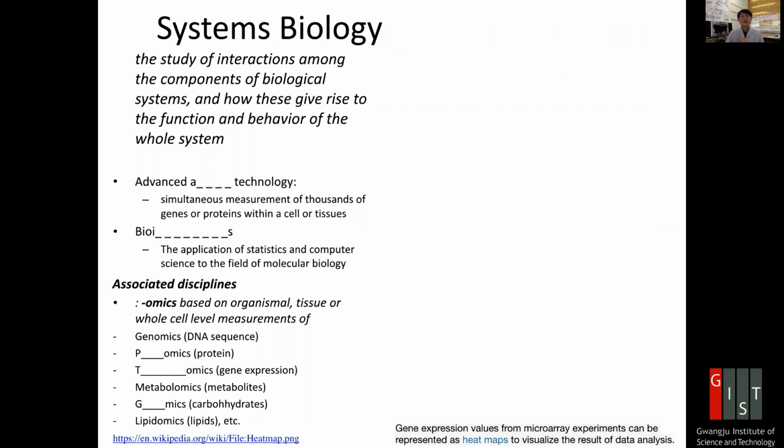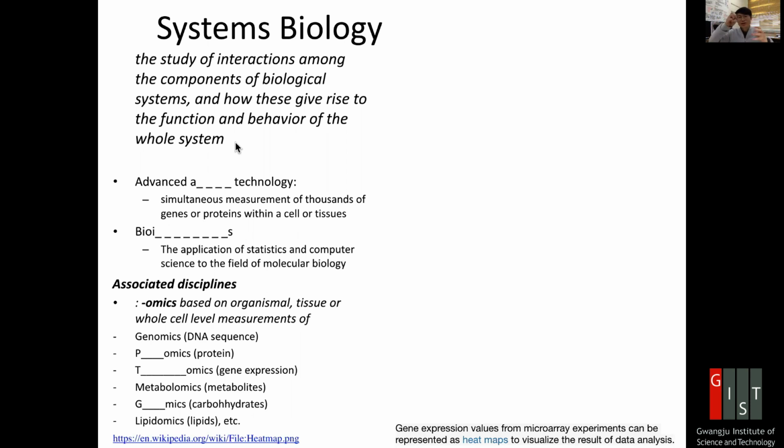Now, let's discuss more modern systems biology. Systems biology means the study of interactions among the components of biological systems and how these give rise to the function and behavior of the whole system. So systems biology requires more of a quantitative, mathematical, or computational approach. And this is a more holistic approach than the previous, maybe decades ago, reductionist biology approach.